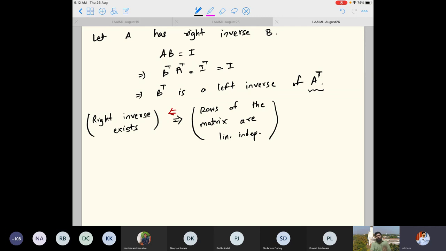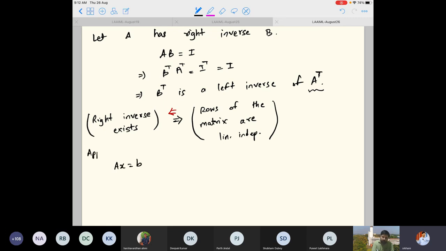Okay, so both way implications are true, but I will do it a little later. And immediately, why are we talking of these left and right inverses? Because we want to see if they can be of any use to us when we are solving a system of linear equations. So can we solve a system of linear equations with right inverses? Consider m linear equations in n unknowns, so Ax is equal to b.